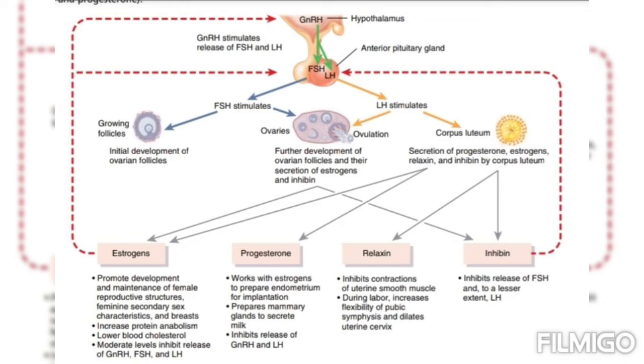And the fourth one is inhibin. Inhibin is secreted by the granulosa cells of growing follicles and by the corpus luteum after ovulation. It inhibits the secretion of FSH and, to a lesser extent, of LH.